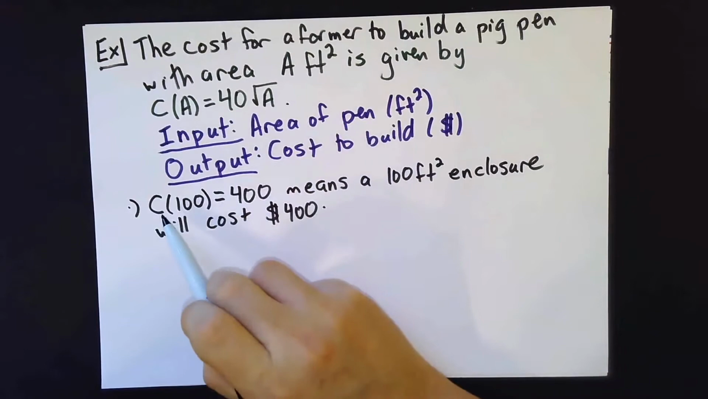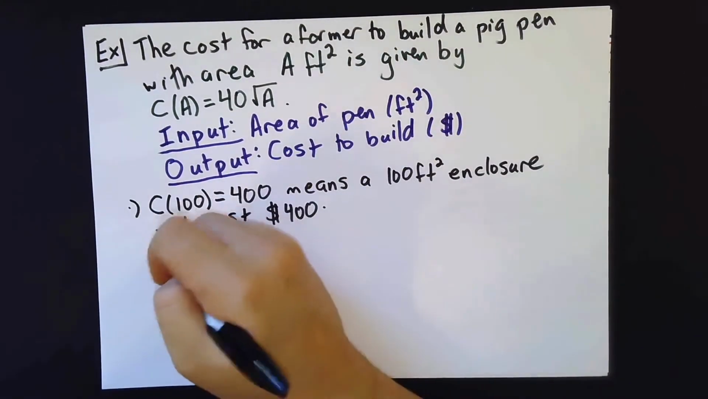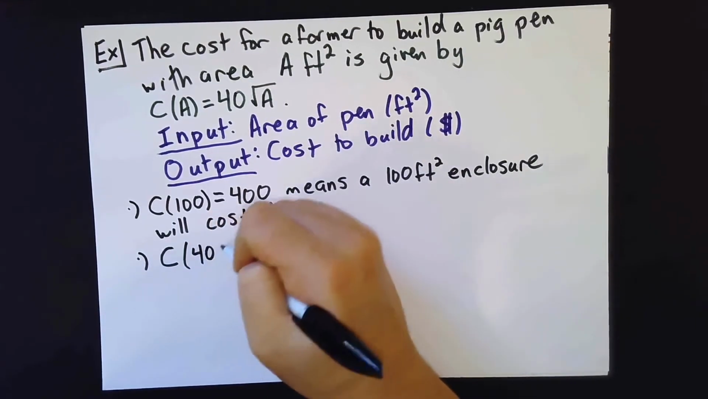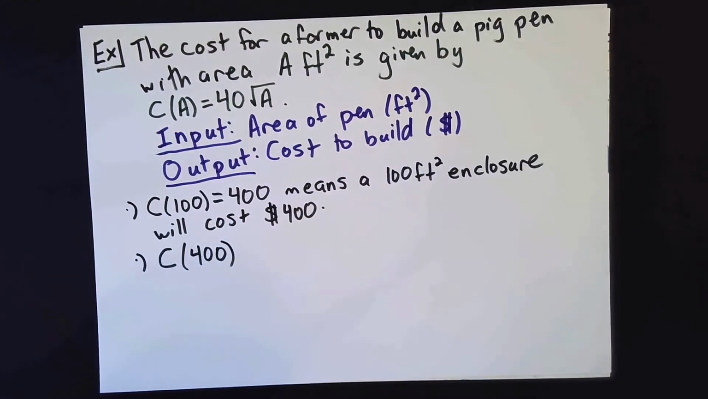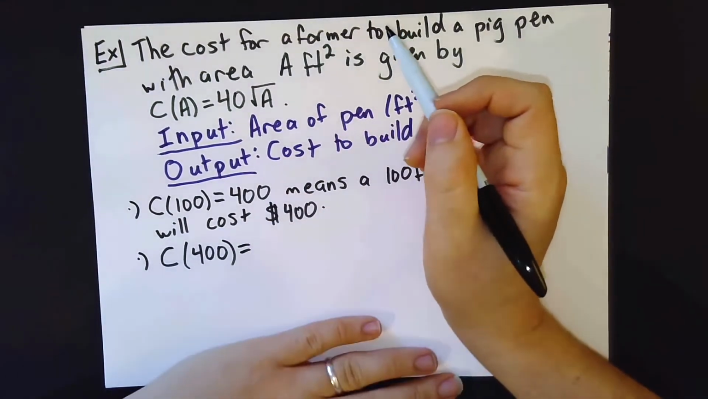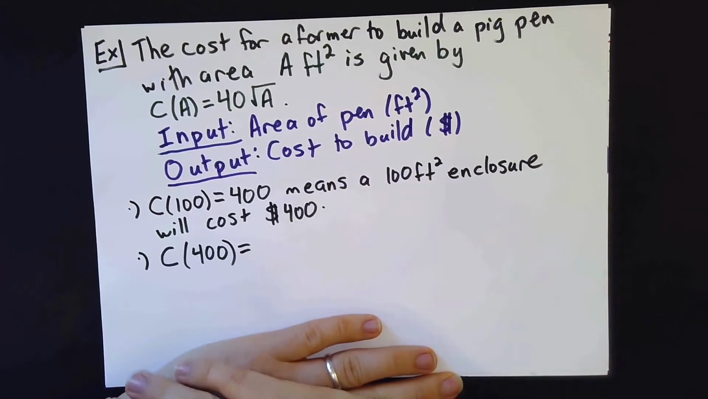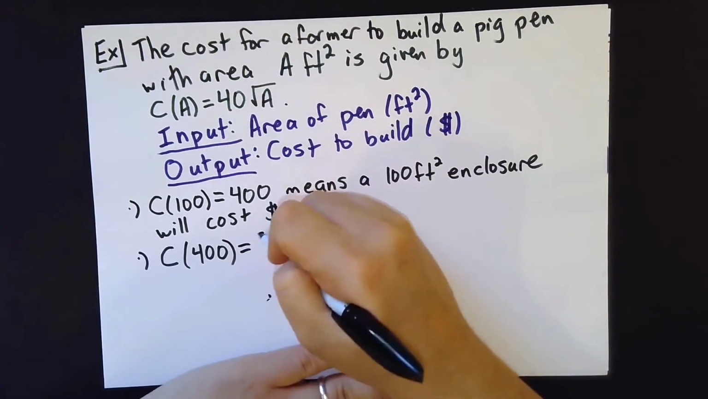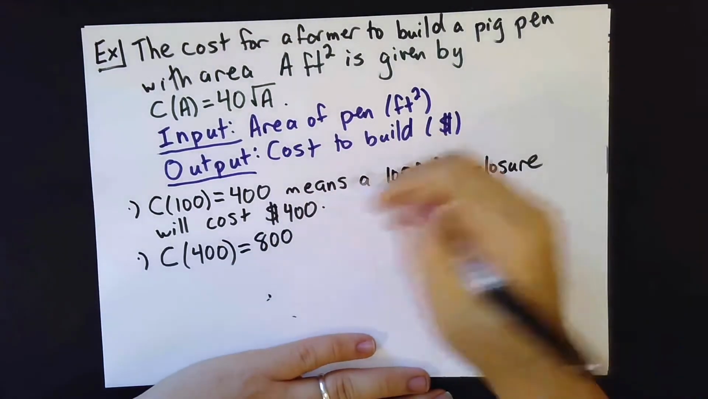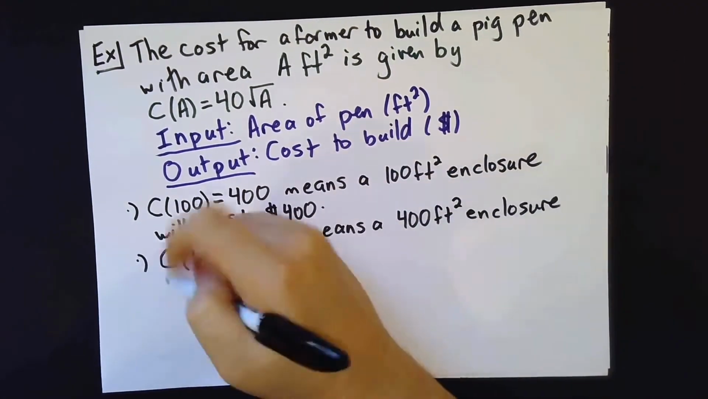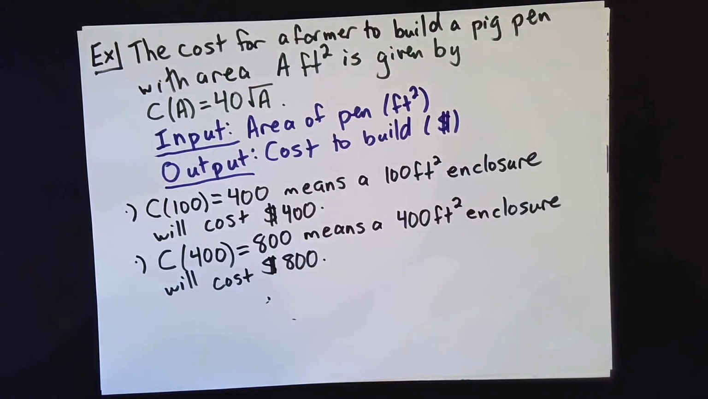Okay, again, emphasis, I haven't taken any derivatives yet. I'm just talking about the function itself for now. If the farmer is also considering a 400 square foot enclosure, which would presumably hold 4 times as many pigs, then the cost of that enclosure would be 40 times the square root of 400. The square root of 400 is 20. This would be 800. Okay. And so what does this mean? This means a 400 square foot enclosure would cost $800.